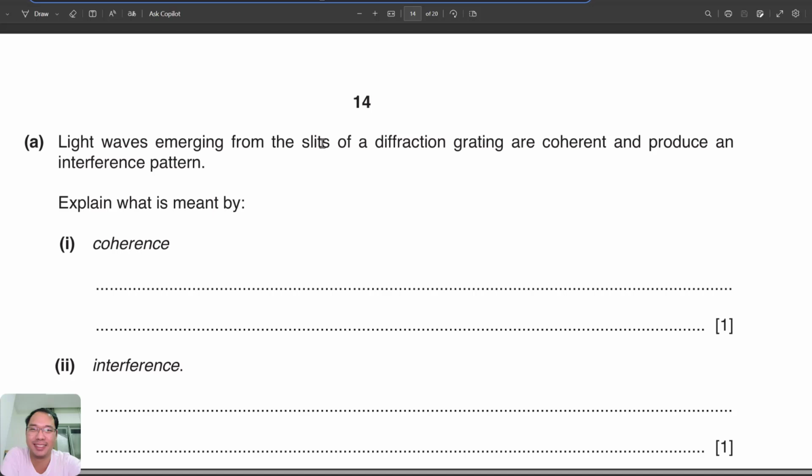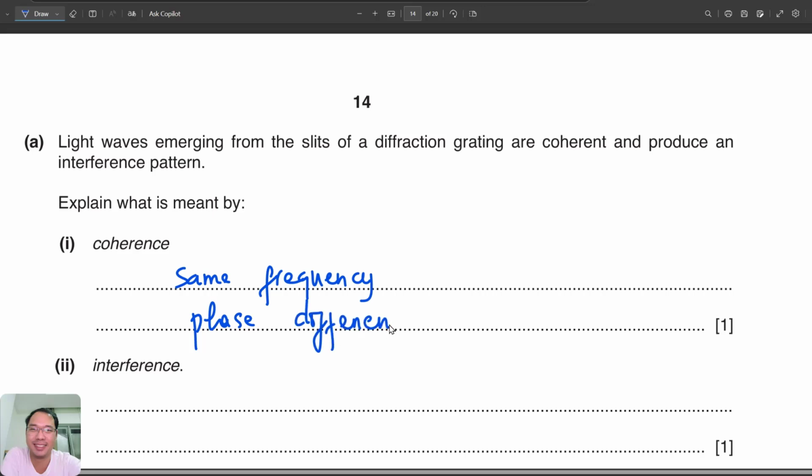Light waves emerging from the slits of a diffraction grating are coherent and produce an interference pattern. Explain what is meant by coherent. The meaning of coherent is that the waves have the same frequency, and even more important, as stated in the mark scheme, the phase difference between the waves is constant. Constant phase difference is even more important than the same frequency.